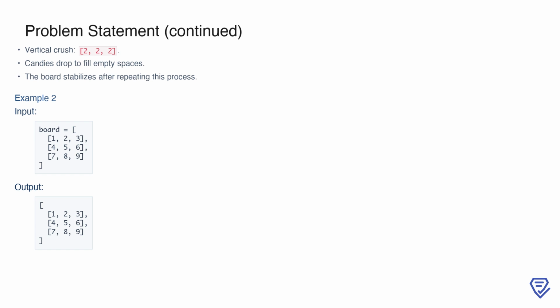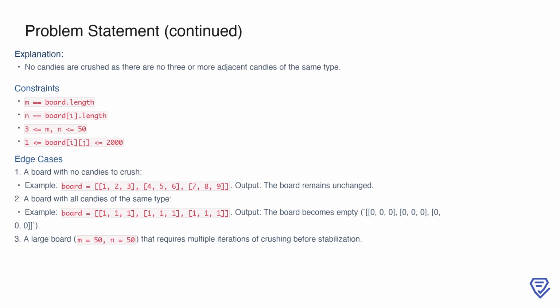Now, consider another example where the input board consists of distinct candy types, as shown here. Since there are no groups of 3 or more adjacent candies of the same type, no candies are crushed, and the board remains unchanged. The constraints for this problem ensure that the board dimensions are between 3 by 3 and 50 by 50, with candy values ranging from 1 to 2000.